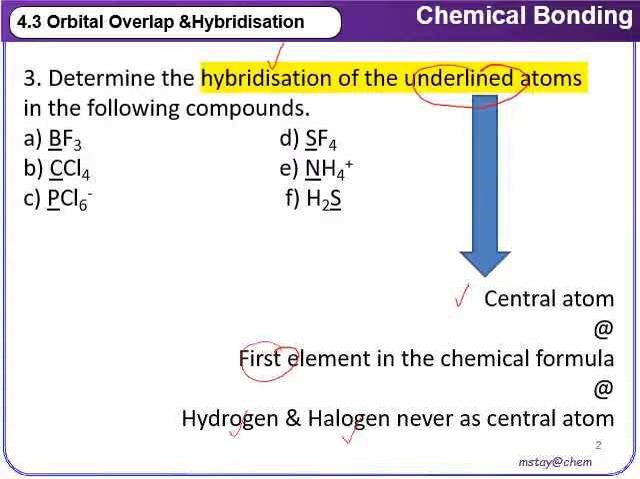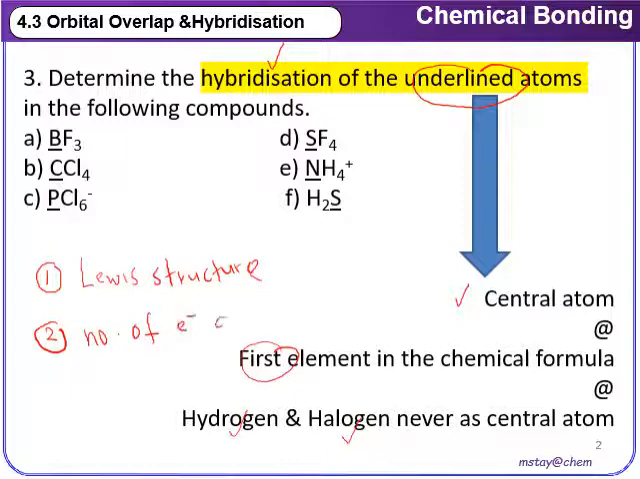Before we can determine the type of hybridization, again, first we need to draw the Lewis structure, followed by determining the number of electron domains. Based on the number of electron domains, you will then be able to know the type of hybridization.